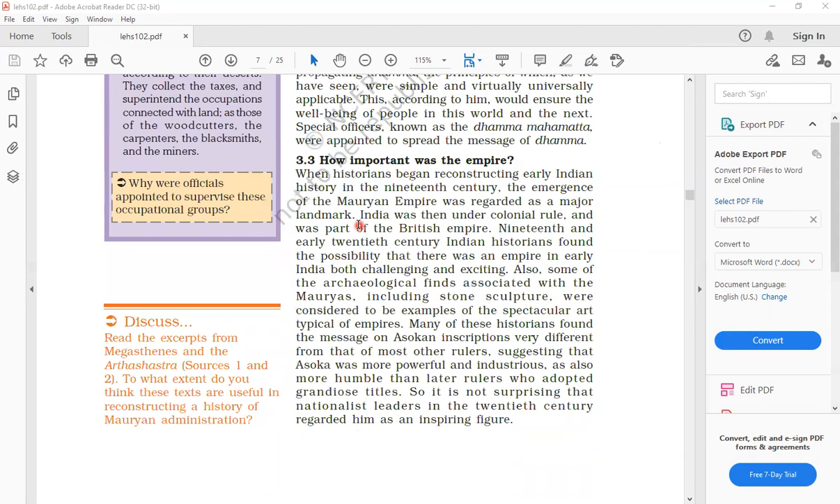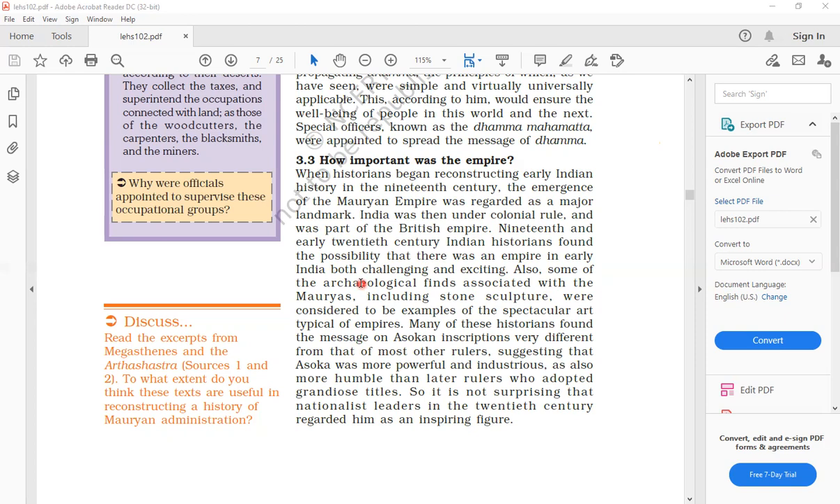You can also tell who founded it, when it was founded, when it ended, who was Chanakya. You can tell this, but the main points it will include are the archaeological finds, that some of the archaeological finds associated with the Mauryas, including stone sculpture, were considered to be examples of the spectacular art typical of the empire. So it is not surprising that nationalist leaders in the 20th century regarded Ashoka as an inspiring figure.